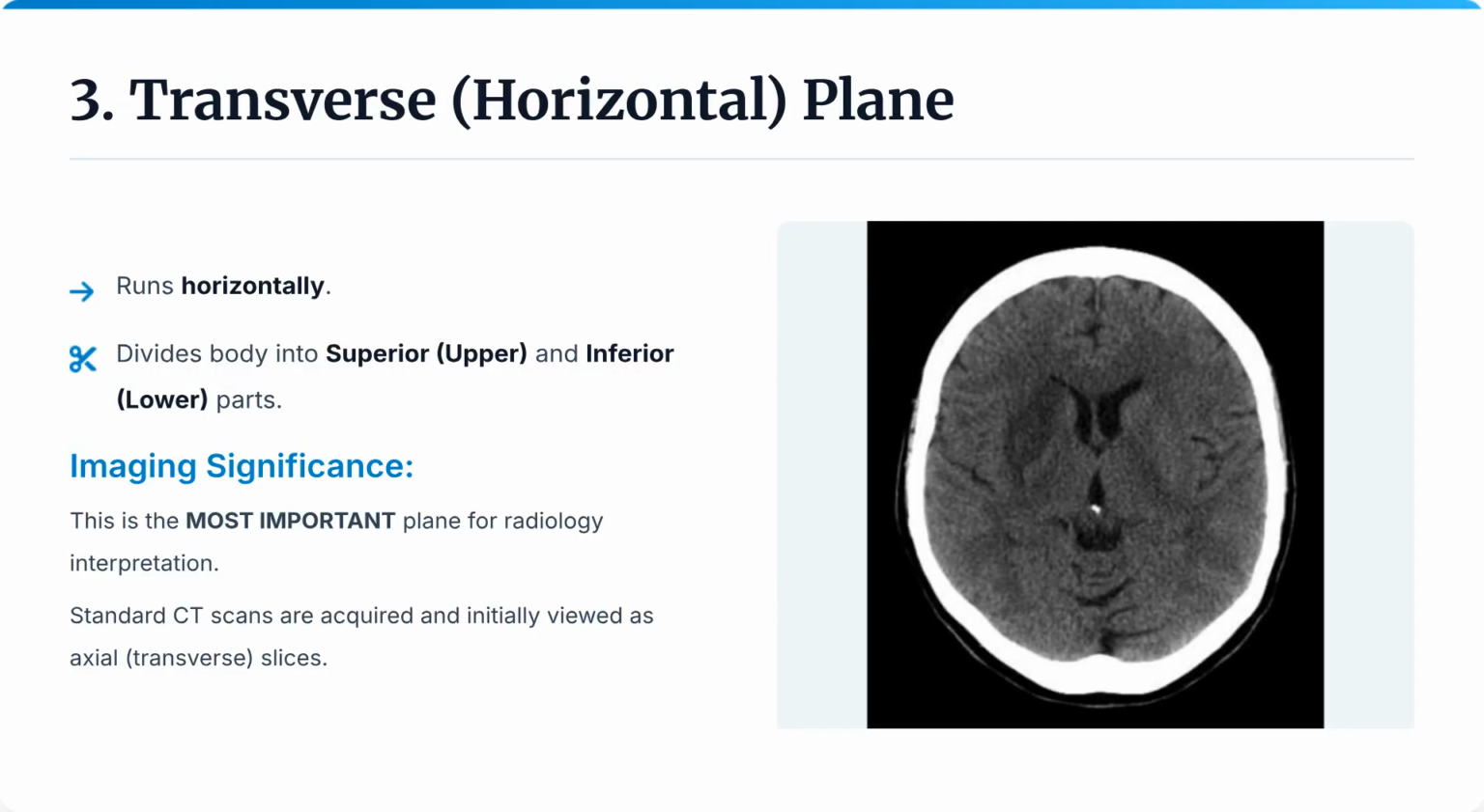The transverse or horizontal plane runs horizontally, dividing the body into superior (upper) and inferior (lower) parts. This is the most important plane for radiology, as standard CT scans are acquired and initially viewed as axial slices.